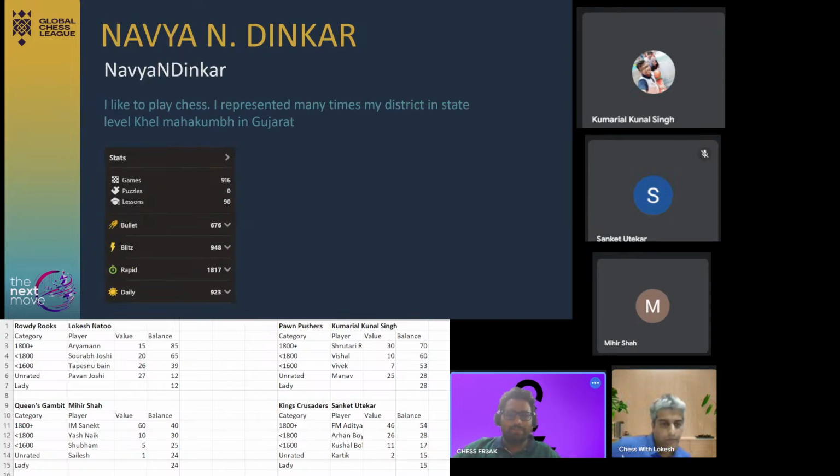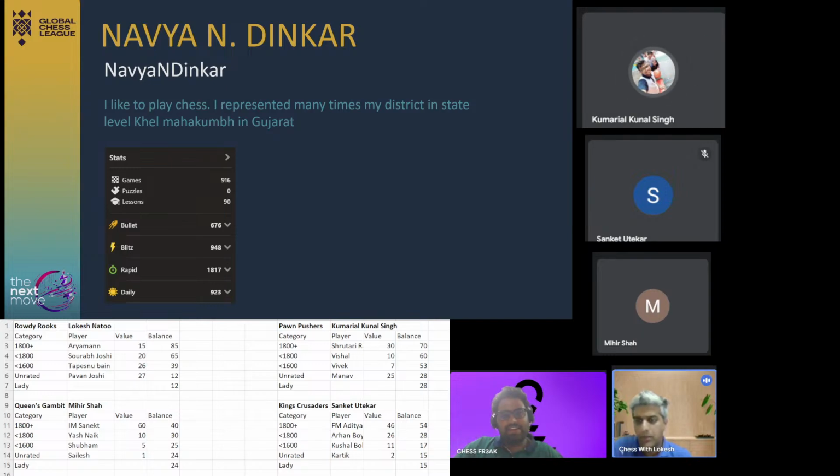And the final player, Navya N. Dinkar. I like to play chess. I represented my district many times in state level Khel Mahakumbh in Gujarat, and she has a rapid rating of 1817 on chess.com. However, the blitz rating looks weird, like 940, 676, and 180. This is all good, all right.